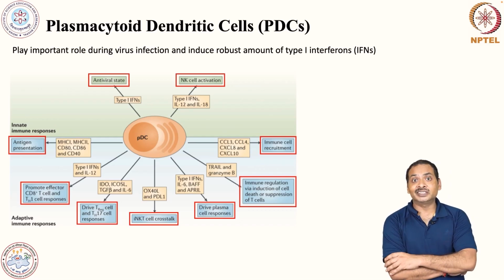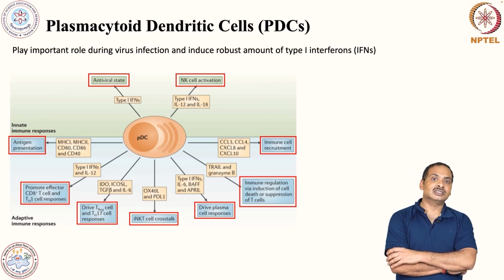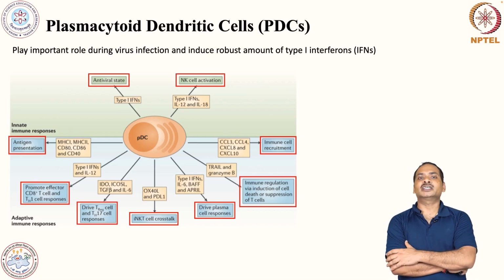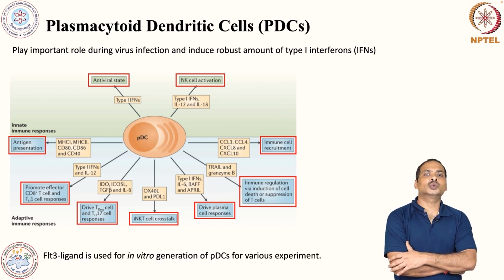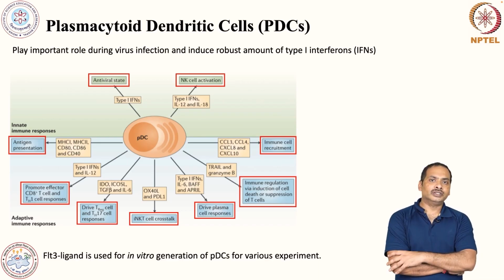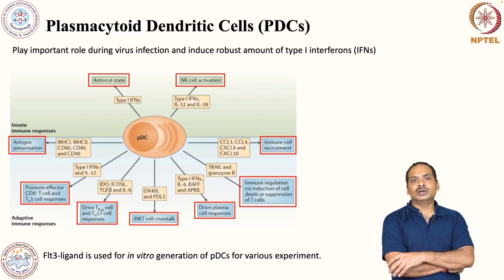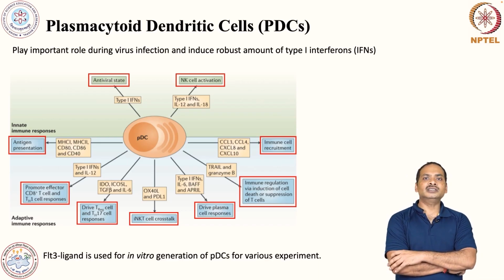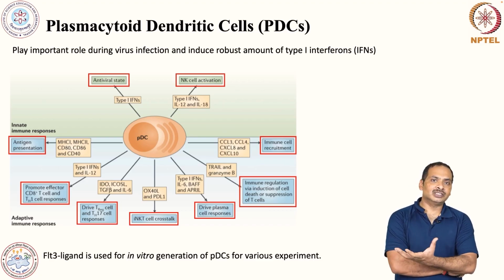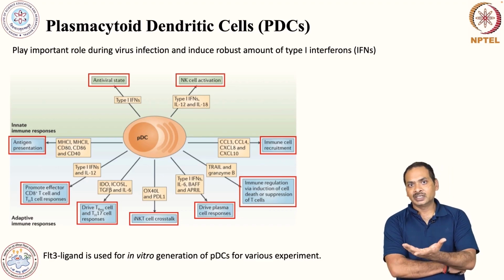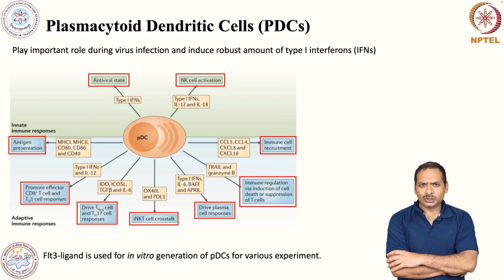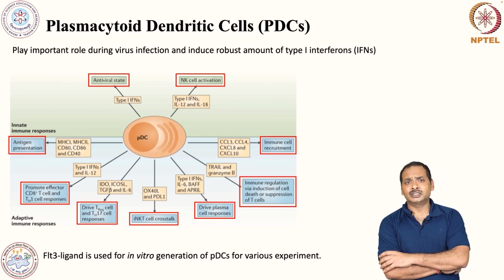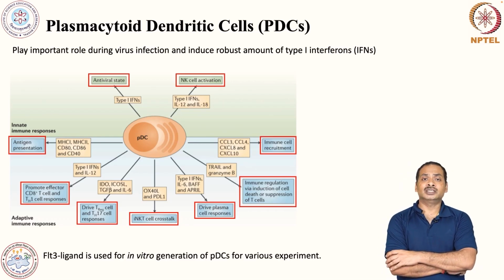We can also generate these plasmacytoid dendritic cells in the laboratory for conducting various kinds of experiments, and here we use one factor or cytokine, which we call FLT3 ligand. If you stimulate the bone marrow derived cells with this cytokine, as I have explained to you, then these cells will differentiate into plasmacytoid dendritic cells.